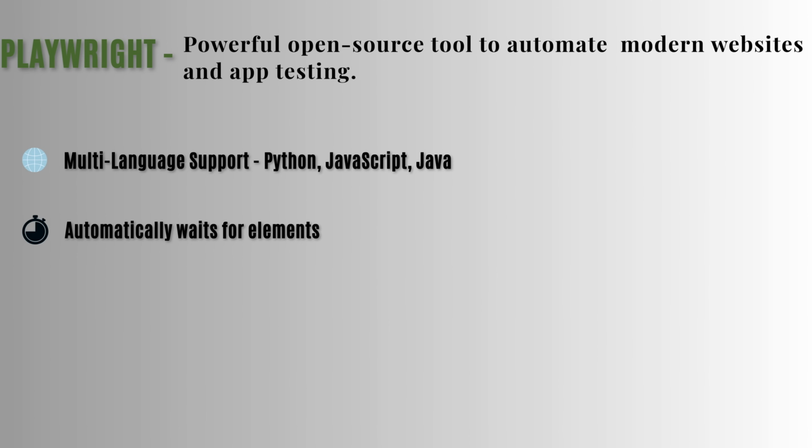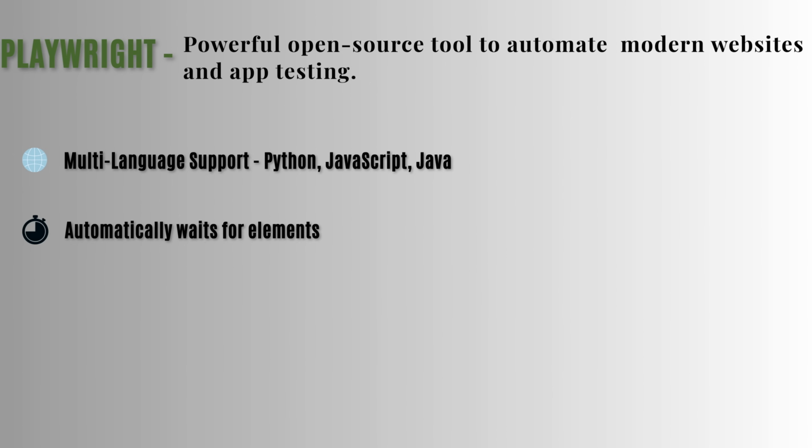Suppose you open a website and after that you want to interact with one of the elements on that website. In Playwright, on the backend, it will wait for the element to appear and after that it will click on it or do the interaction that you want. But in other automation tools, you have to write code for it.